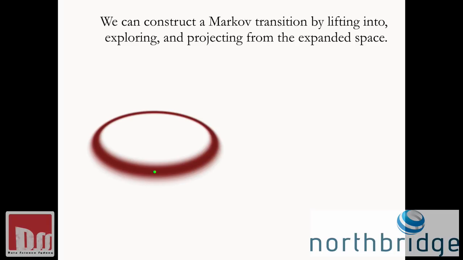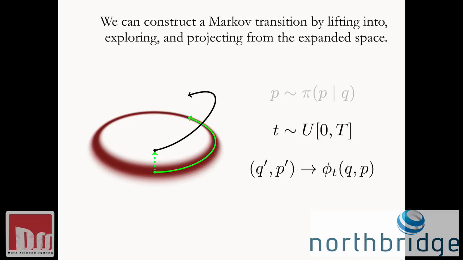So the overall algorithm looks something like this. Here's my typical set of my original problem. First thing I'm going to do is lift up into my high-dimensional space by adding some momentum, by sampling from my conditional distribution. Once I'm on this larger space, I can now run these Hamilton equations. I can move and follow these arrows. And that gives me what's called a trajectory, or a Hamiltonian trajectory.